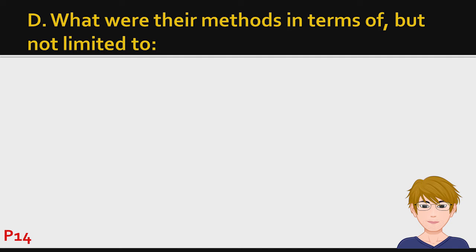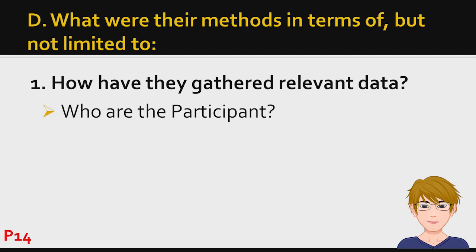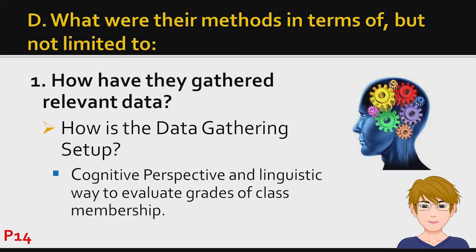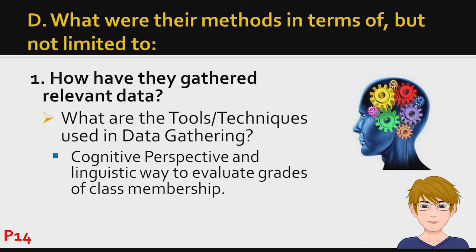Letter D, what were their methods in terms of, but not limited to, number 1, how have they gathered the relevant data? Next is, who are their participants? Human. How is the data gathering set up? Through the cognitive perspective and a linguistic way to evaluate grades of class membership. What are the tools and techniques used in the data gathering? Cognitive perspective also, and a linguistic way to evaluate grades of class membership. So, they are the same.